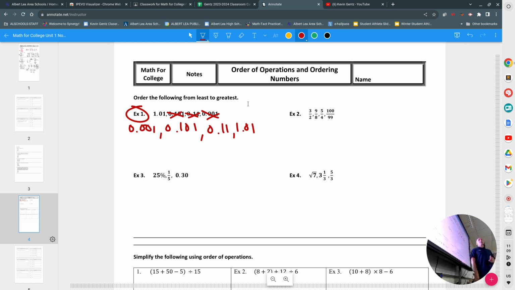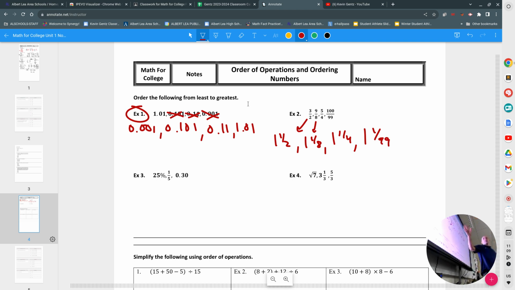Those are fractions. And part of the keen sense that you need to have number sense is to be able to think about these in a different way. So I'm going to think about this one, instead of 3 halves, as 1 and 1/2. So how can I think about 9/8 as a mixed number? That would be what? Yeah, 1 and 1/8. And then 5/4 would be 1 and 1/4. And 100 over 99 would be 1 and 1 over 99.